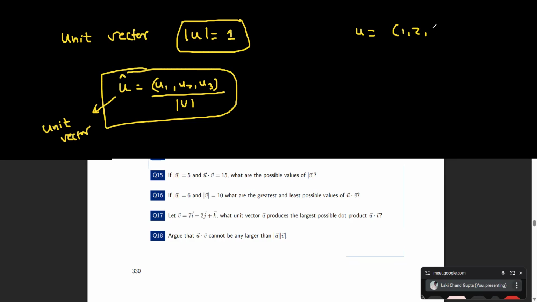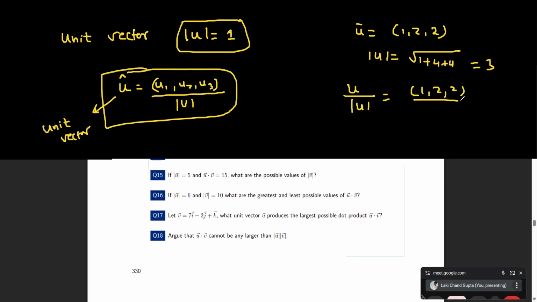So what's u hat, which means the unit vector, right? First we find the length of this. This is actually 3. This is not a unit vector. Its length is 3, not 1, right? So u is not a unit vector. But you can make it a unit vector. How? Divide the vector by its modulus. The modulus is 3, so the vector becomes 1 over 3, 2 over 3, 2 over 3.